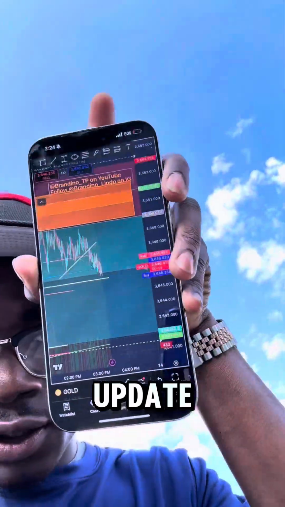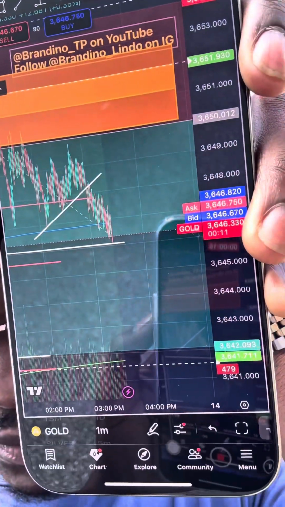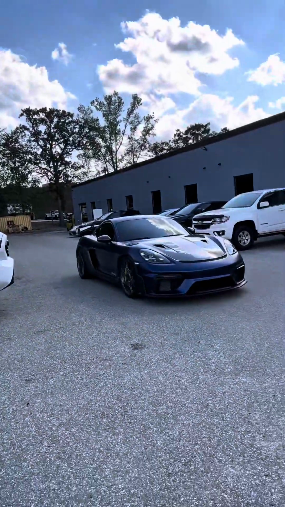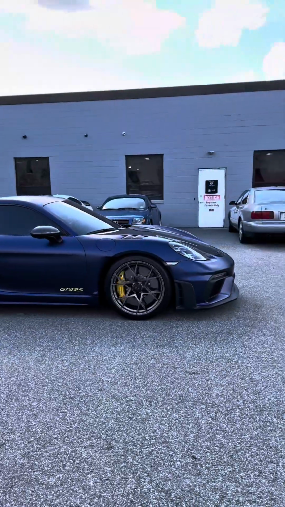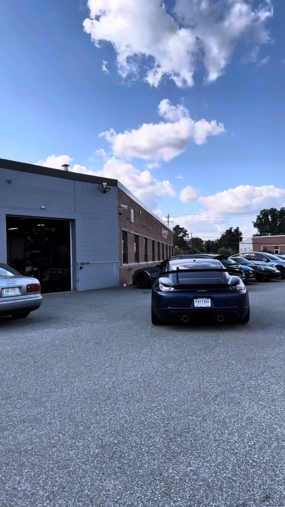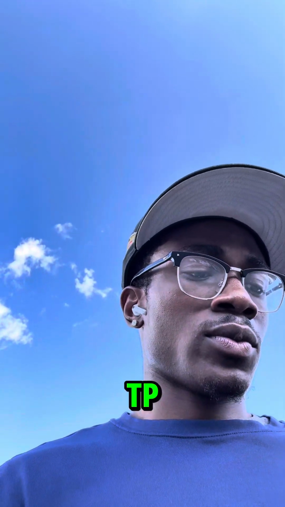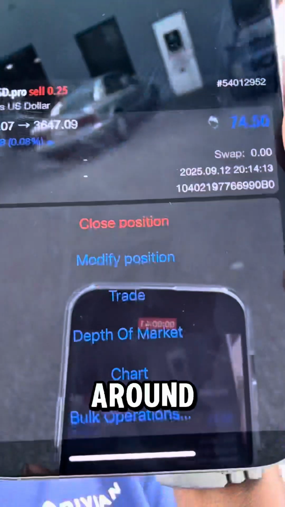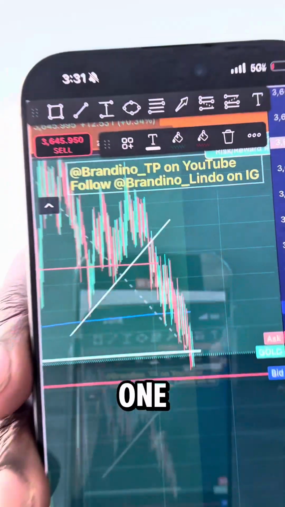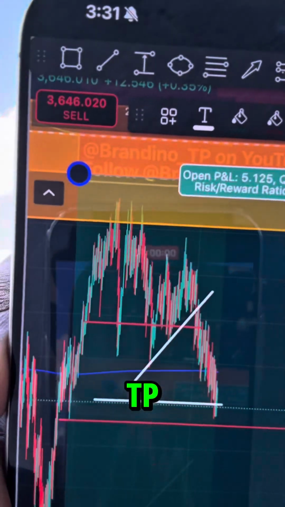A quick update. Price is still on the move down. Price just hit our first take profit. Oh shit. A little bit of motivation while we making some trades. Price just hit our first TP, which means we are up around $70, $80. Price hit our TP1. Price hit TP right there.